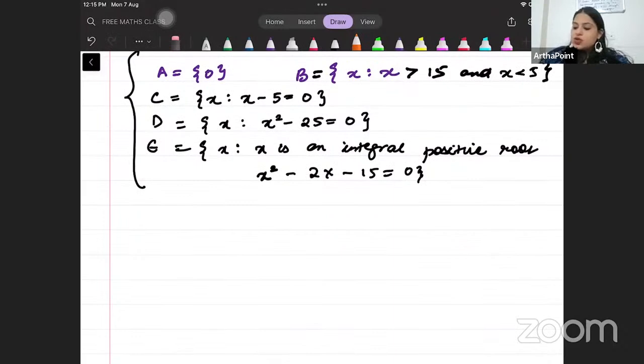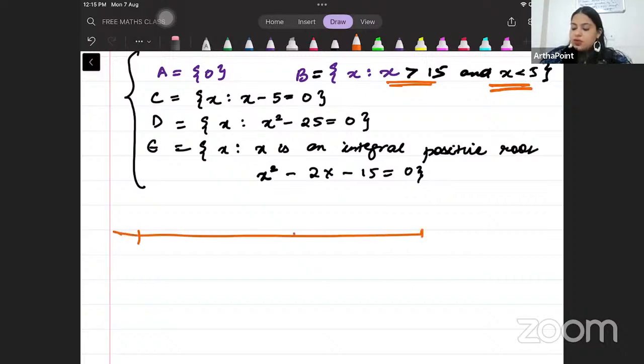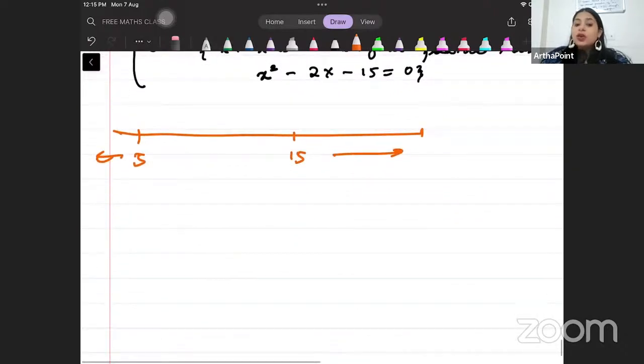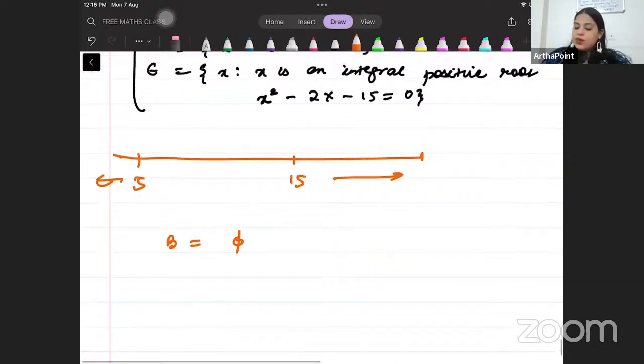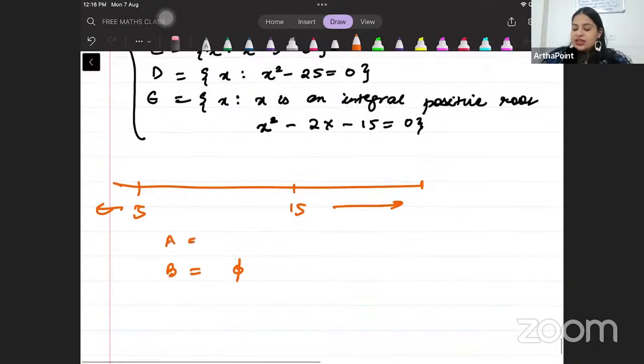Second देखो. So x has to be greater than 15 and also less than 5. ऐसे तो possible नहीं है ना कि एक ही वो नंबर हो जो 15 से बड़ा भी हो और 5 से कम भी हो. It is not possible. So we know that B is a null set. B is a null set. Clear हो गया?